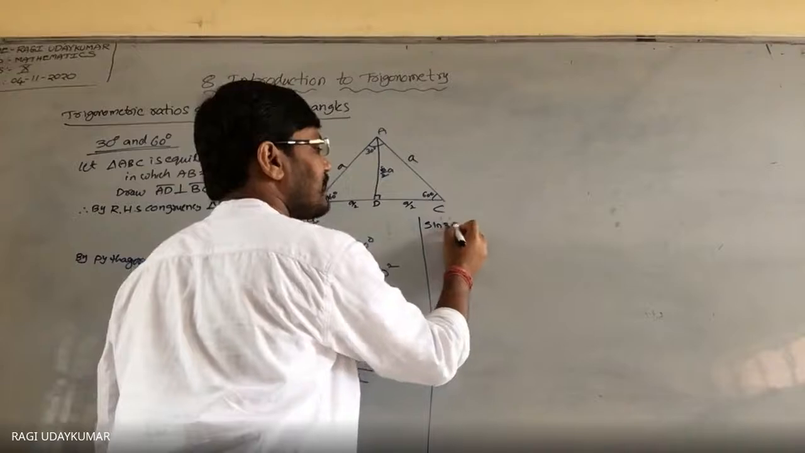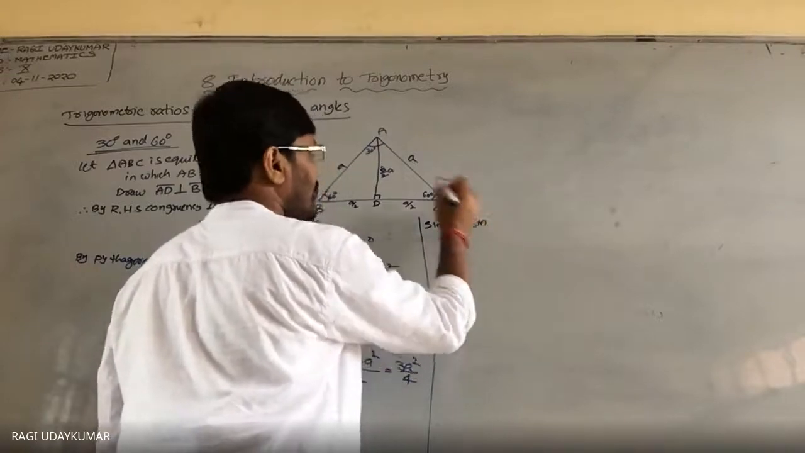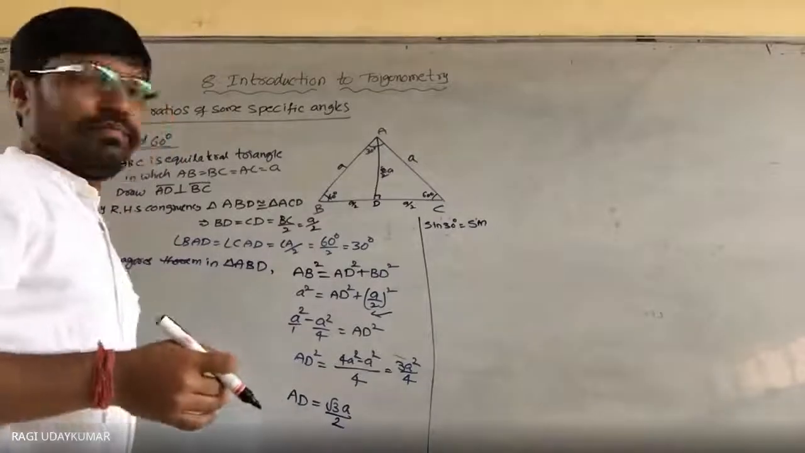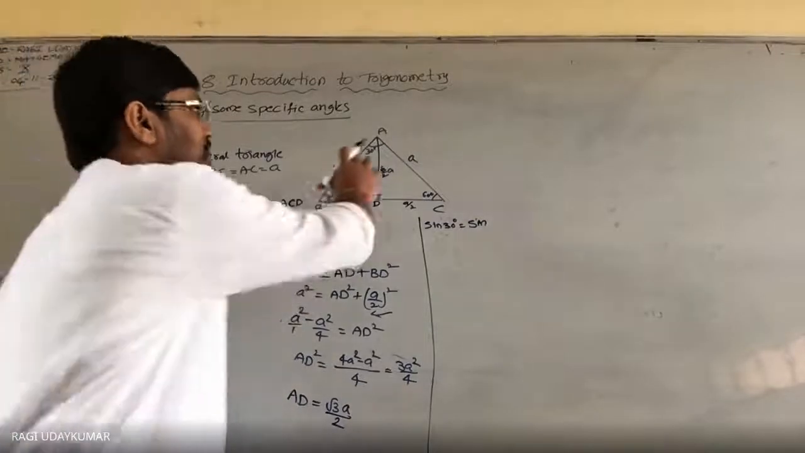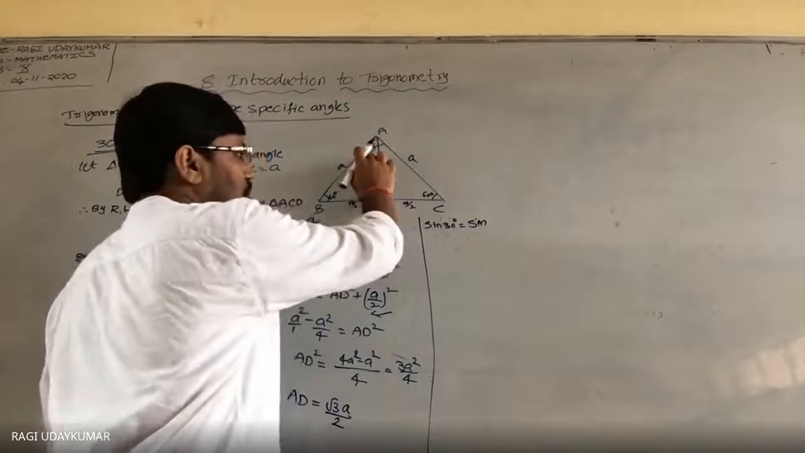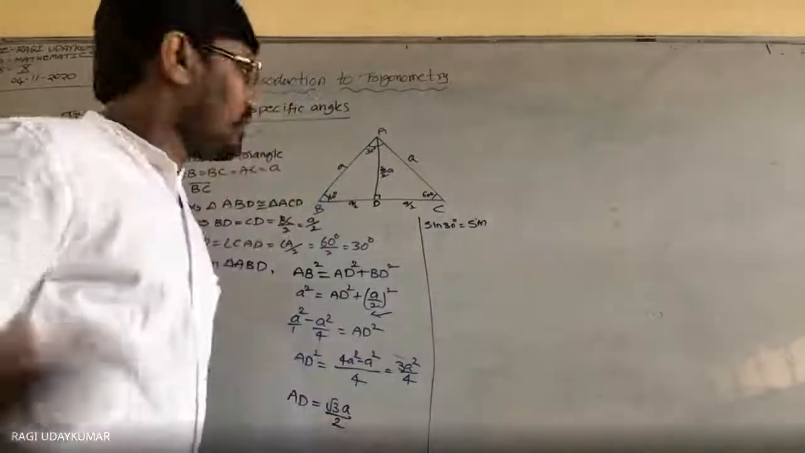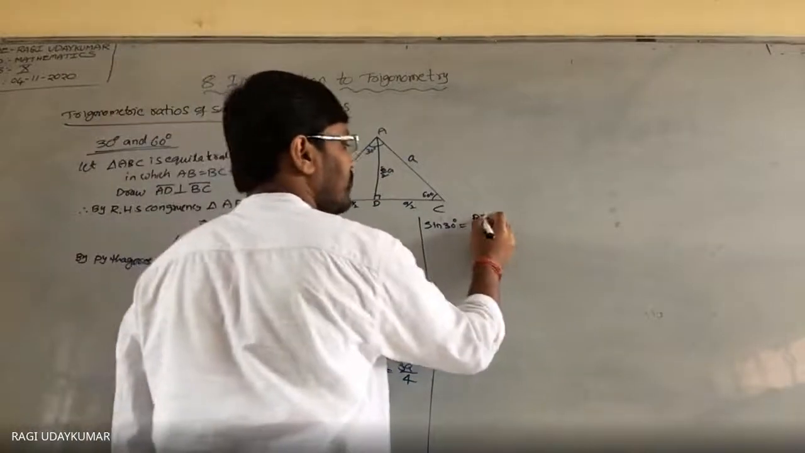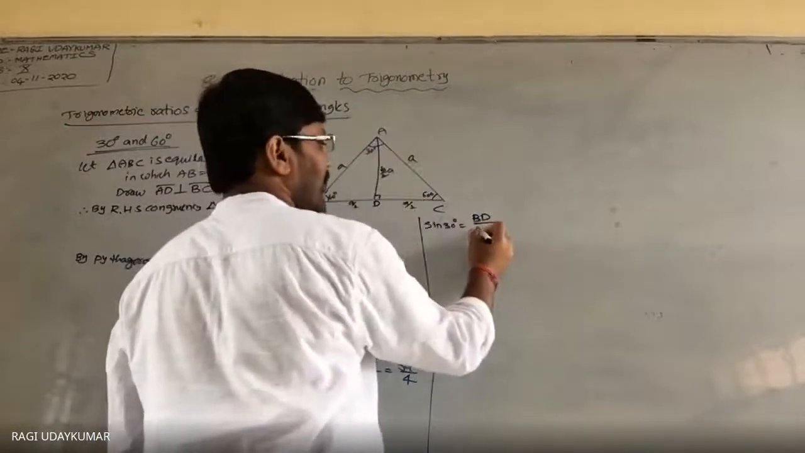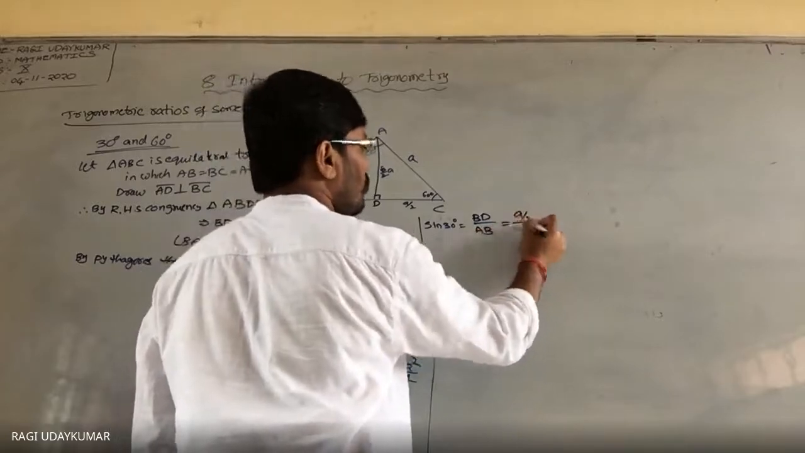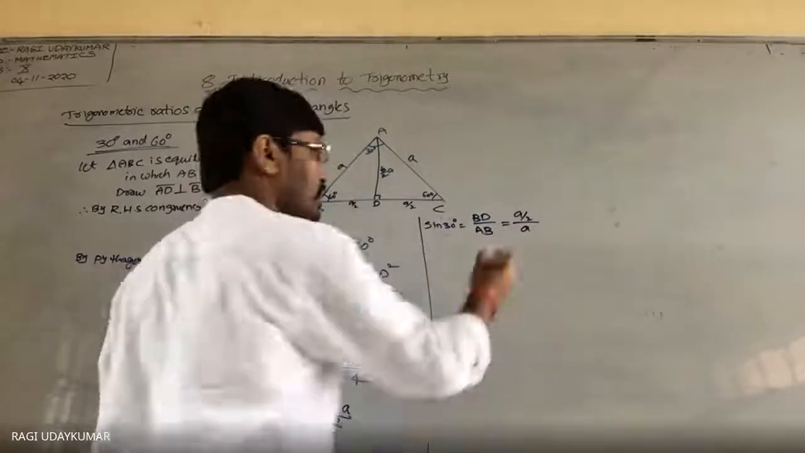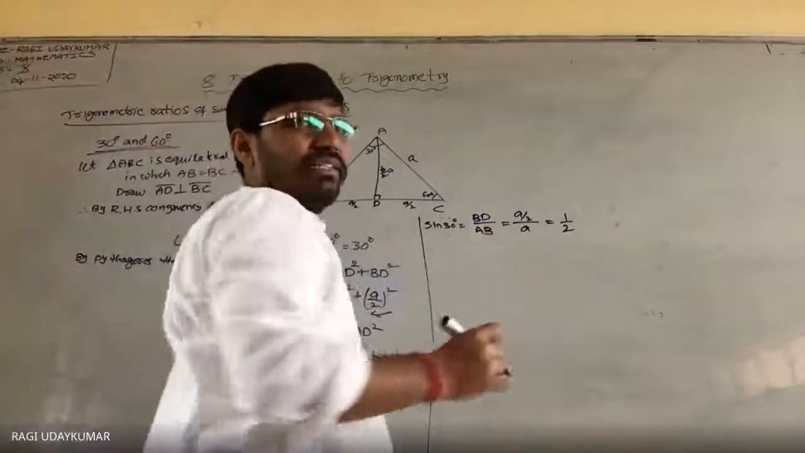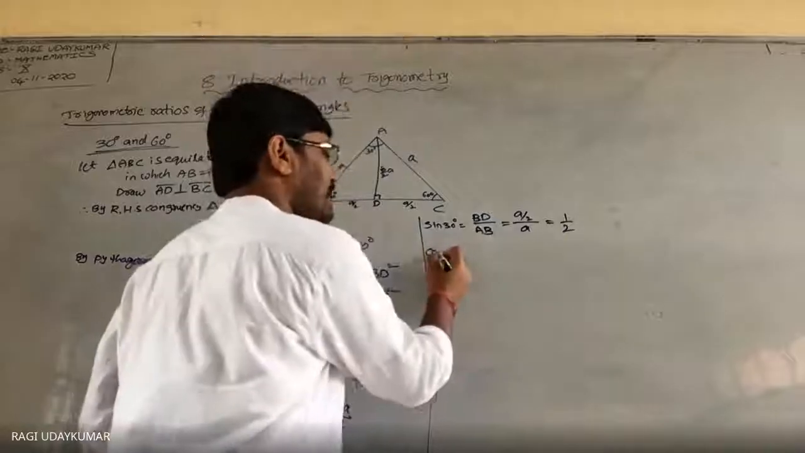Sin 30 degrees is nothing but sin A, angle A in triangle ABD. In triangle ABD, angle A is nothing but this one. So what do you get here? Sin 30 degrees is the opposite side upon the hypotenuse. What is the opposite side? BD. What is the hypotenuse? AB. So a by 2 by a, we are going to get this as 1 by 2. Sin 30 degrees is 1 by 2.